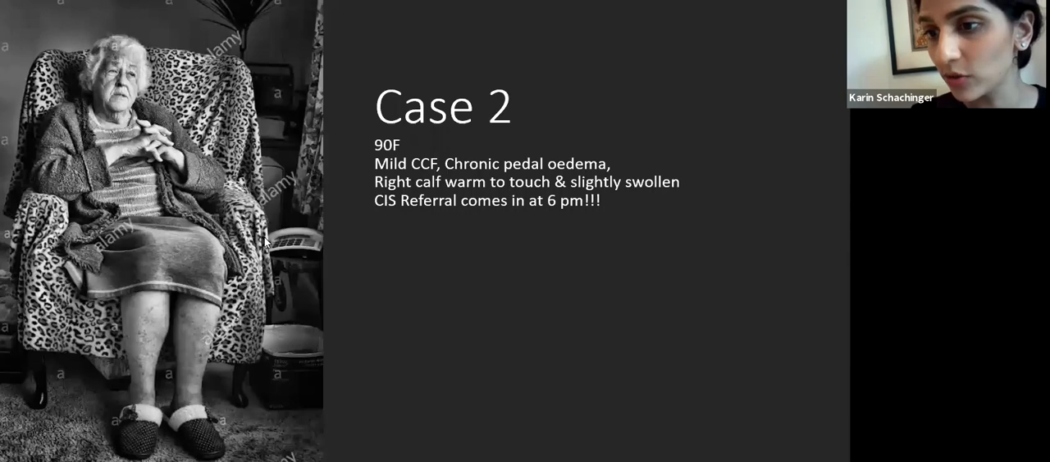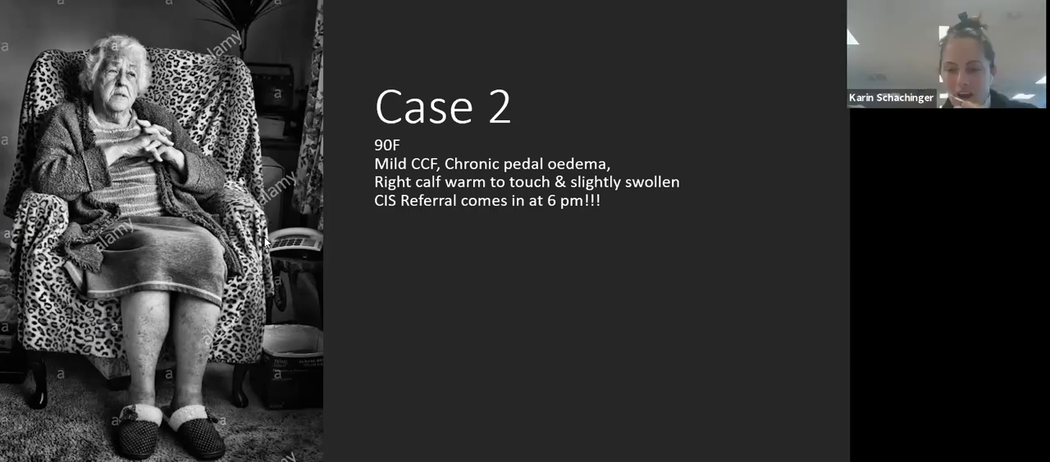Okay, so our case 2 is a 90-year-old woman. She's got mild chronic cardiac.